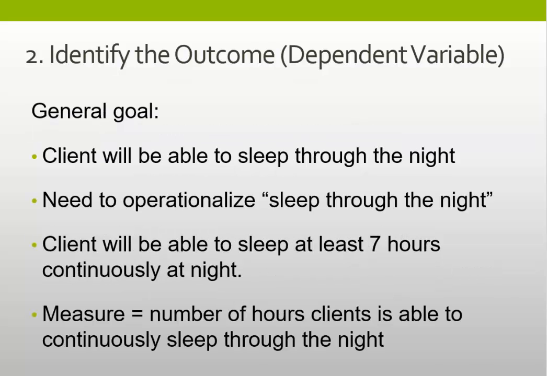Second, the outcome or dependent variable needs to be identified and defined. What do you want the outcome to be? Again, the dependent variable must be specific and measurable. On this slide, we see how a general dependent variable is made more specific. Instead of stating the client will be able to sleep through the night, which is rather general, we state the client will be able to sleep 7 hours continuously throughout the night.